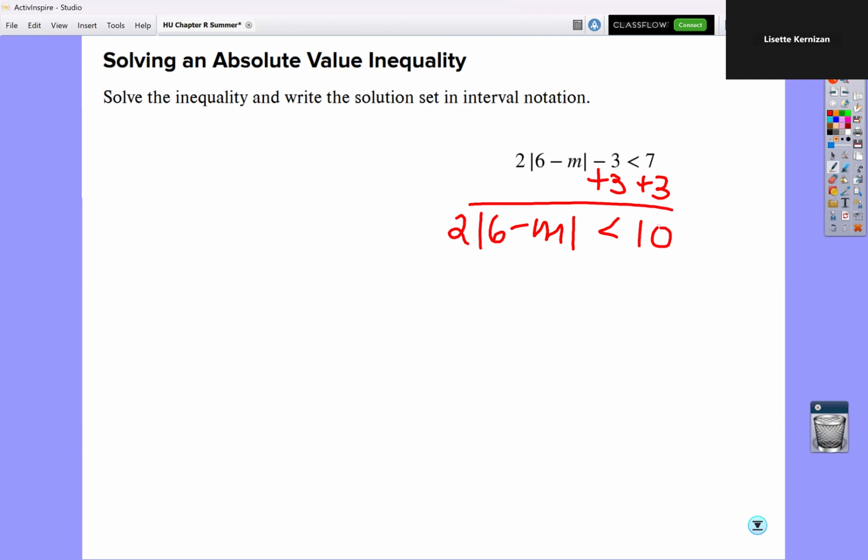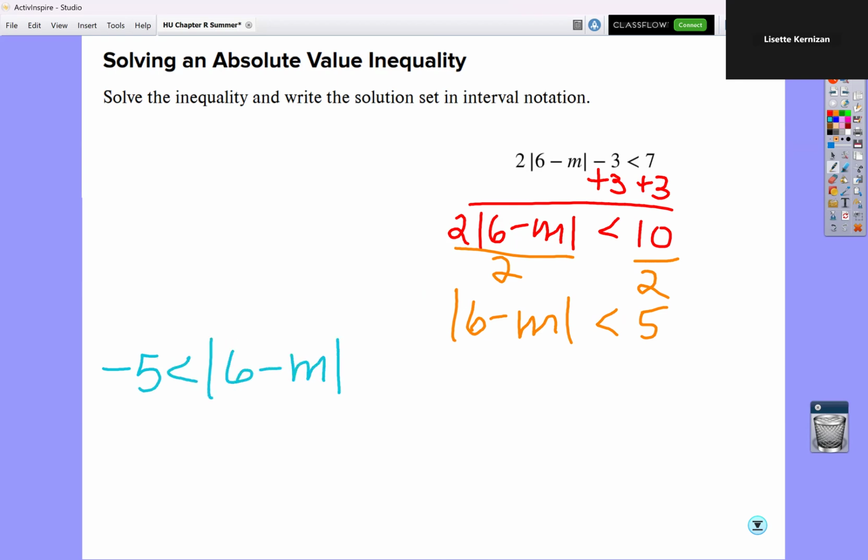So who lives less than 10 units away? People that live less than 10 units away are going to be like numbers 9, 8, 7, 6, right? That's how you've got to kind of think about it. So I'm going to divide both sides by 2. Absolute value of 6 minus m is less than 5. And then whenever we get here, we want to put the 5 on both sides. So we're going to have negative 5 is less than 6 minus m, and 6 minus m is less than 5.